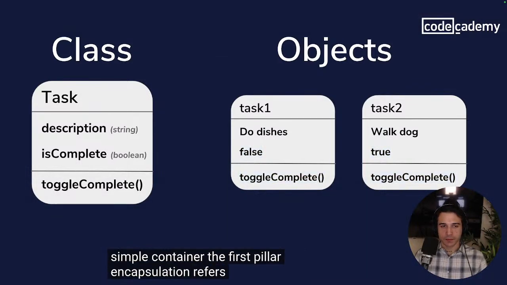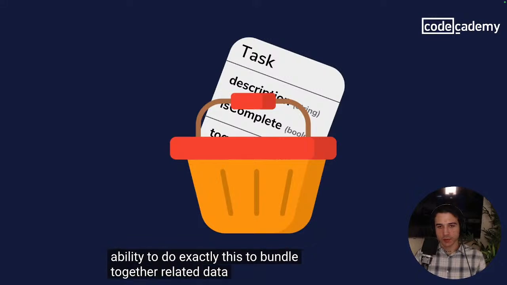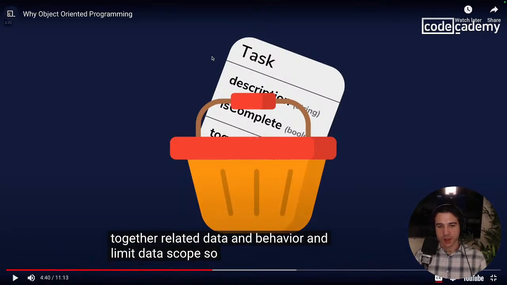The first pillar, encapsulation, refers to an object's ability to do exactly this, to bundle together related data and behavior and limit data scope.